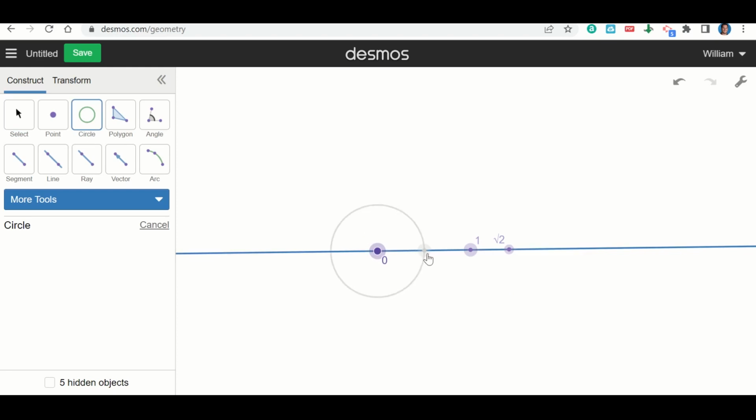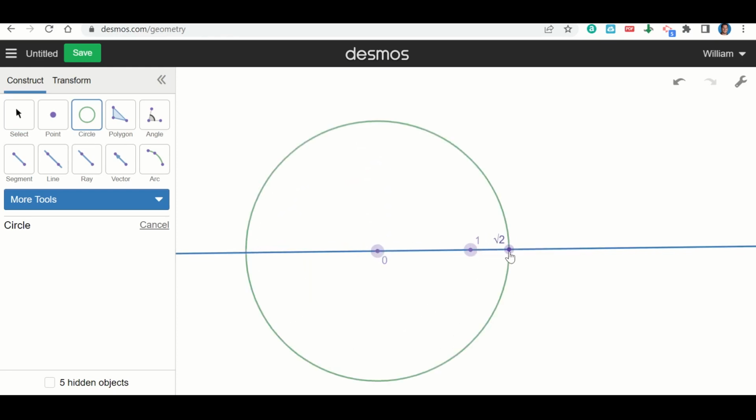We're going to click on 0, and we're going to extend it all the way out to square root of 2, right there. And what we should notice is we have a radius of square root of 2, which means that on the other side we have a radius of square root of 2. So on this side, this would be negative square root of 2 right here. So all we need to do is put a point there, and that point should represent negative square root of 2.